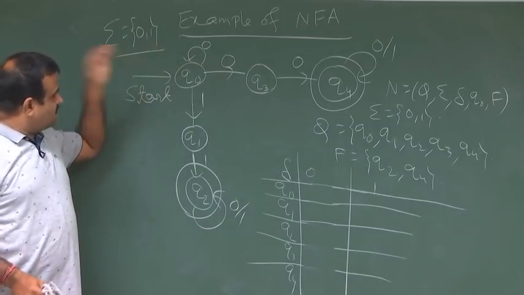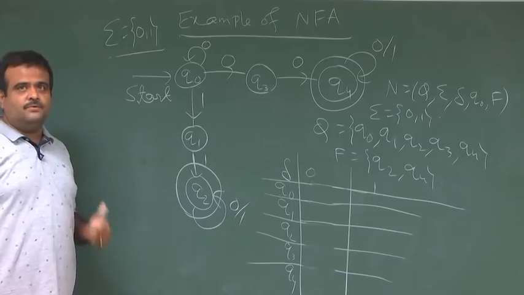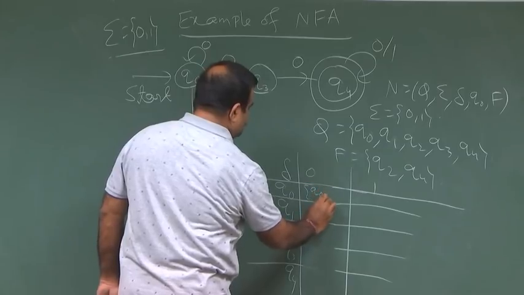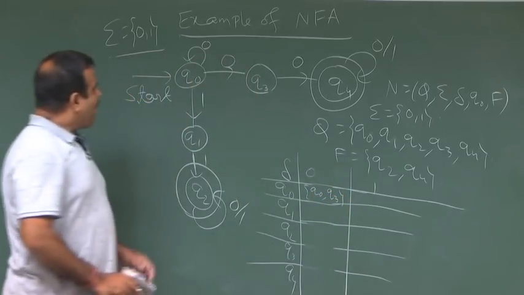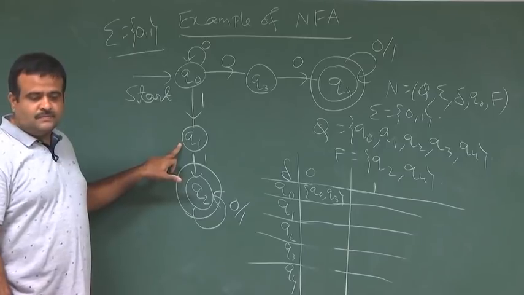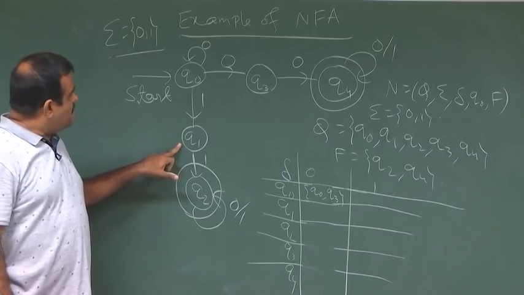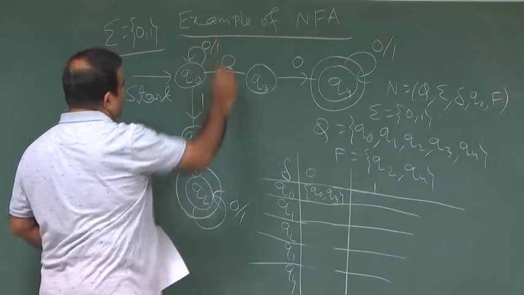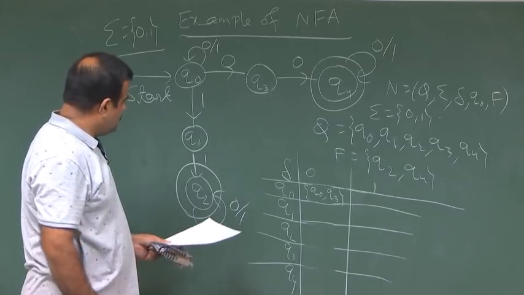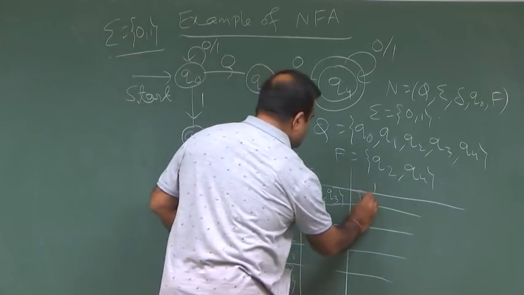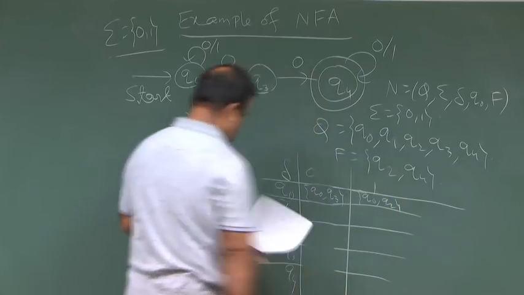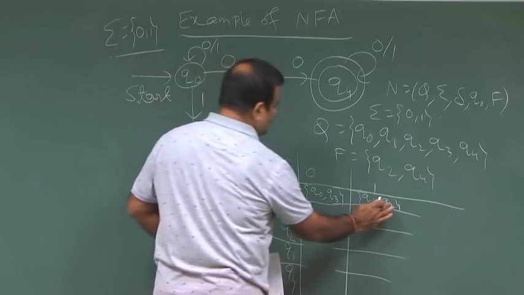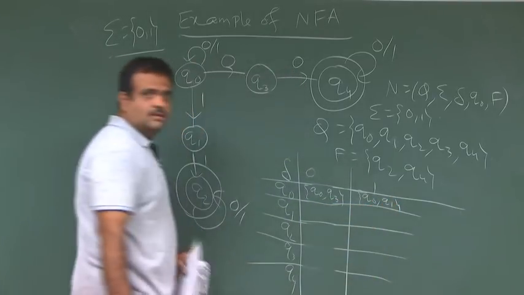Now suppose we are at this state q 0. If we have an input 0, then we can go to q 3 or stay. So, this is a subset, sorry, q 0 and q 3. And now, if you see a 1, then it is going to q 0 and q 1, if it is 1.